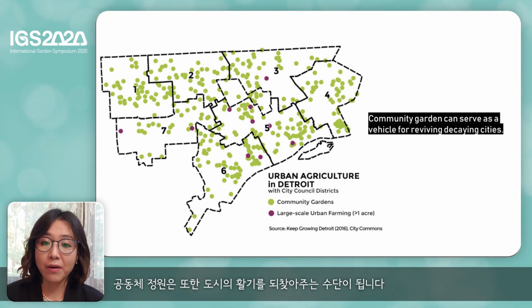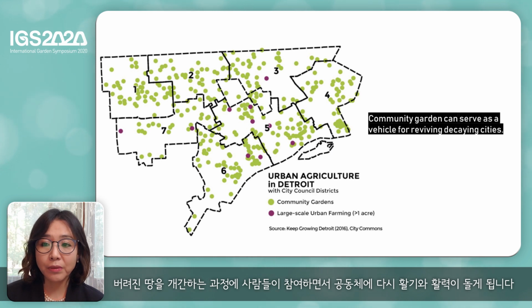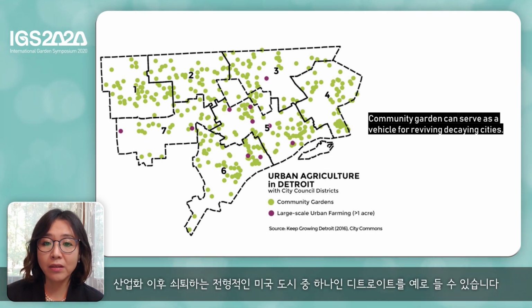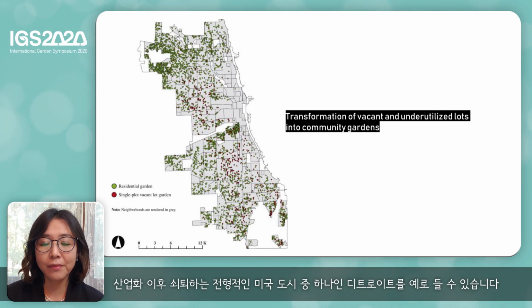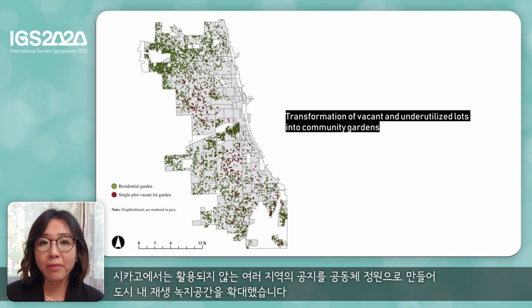Community gardens also serve as a vehicle for reviving cities by engaging people in the process of reclaiming abandoned lots. It brings energy and vibrancy back to the community, as in the example of Detroit, a typical post-industrial decaying city in the US. In Chicago, they transformed a lot of vacant and underutilized pockets of urban lands into community gardens, expanding regenerative green spaces in the city.